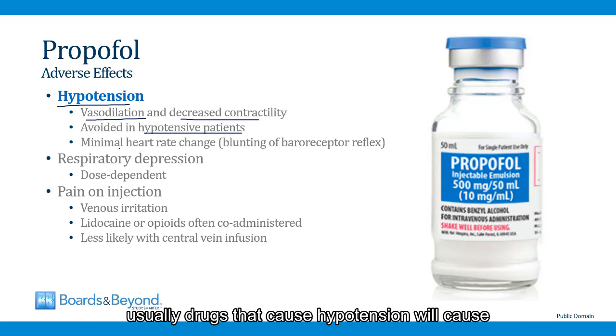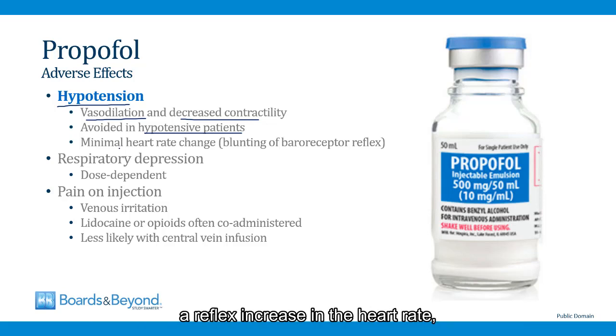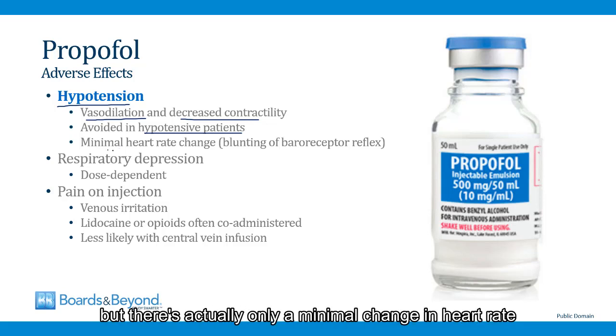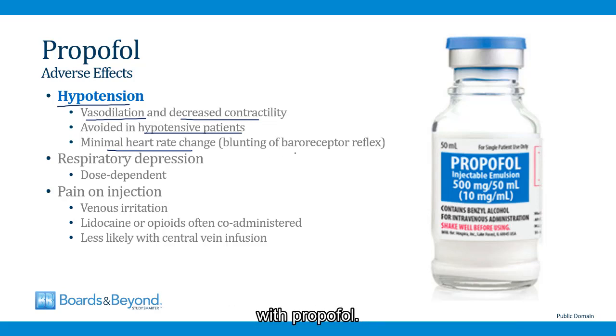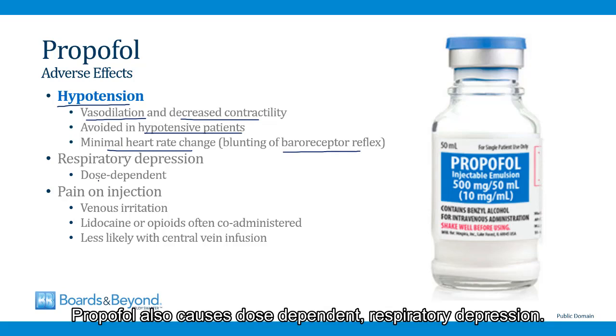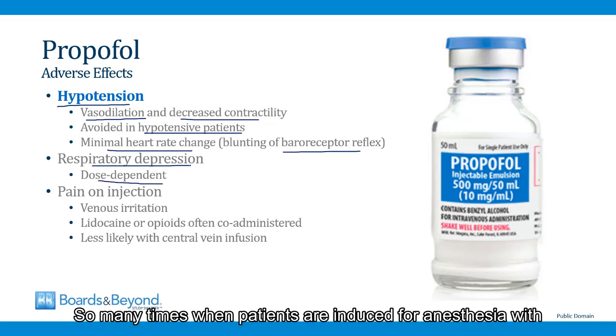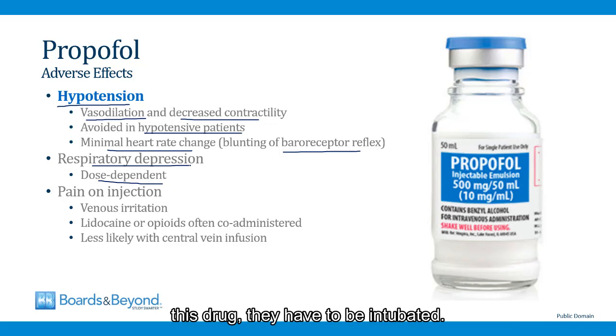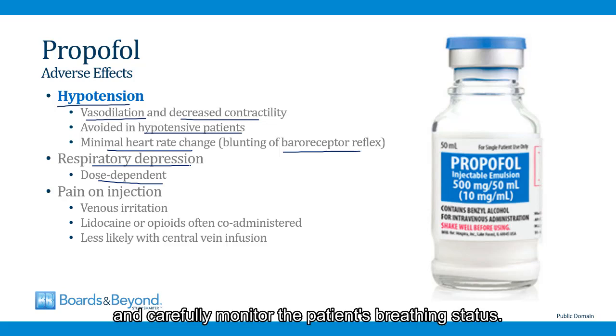Usually drugs that cause hypotension will cause a reflex increase in the heart rate, but there's actually only a minimal change in heart rate with propofol, and that's because the drug slightly blunts the baroreceptor reflex. Propofol also causes dose-dependent respiratory depression, so many times when patients are induced for anesthesia with this drug, they have to be intubated. If you're not going to intubate the patient, you have to use a lower dose of propofol and carefully monitor the patient's breathing status.